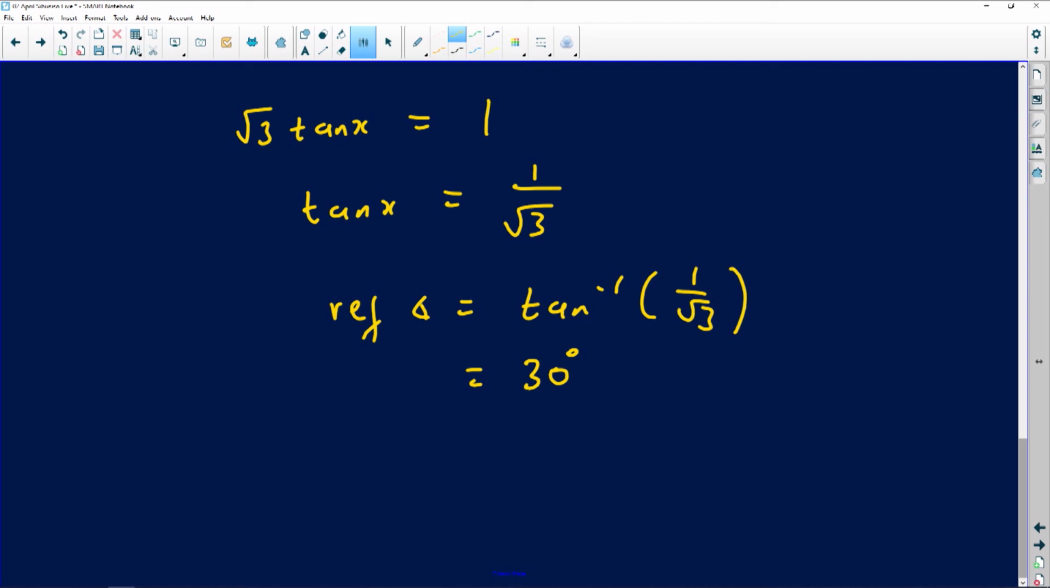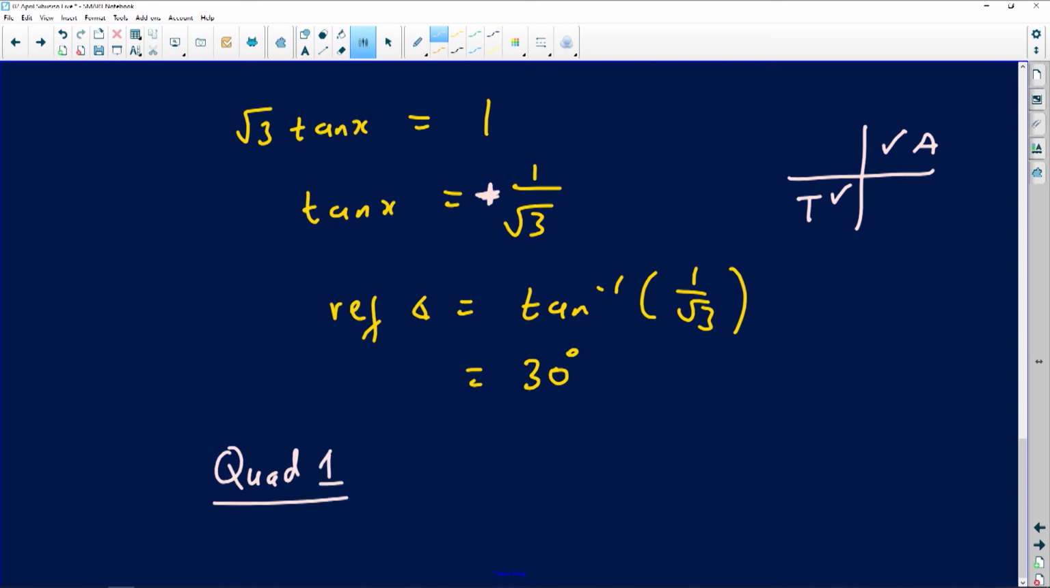So then you come here and you ask yourself one question: where will my solutions come from? Remember, we check on the cast diagram, we're looking at places where the tangent is positive. We want where tan is positive, and tan is positive in quadrant 1 because all of them are positive there, and it's also positive in quadrant 3. That's where tangent is positive. So one answer is going to come from quad 1 and the other answer is going to come from quad 3. So I'm going to say one answer comes from the first quad and the other answer is going to come from the third quad.